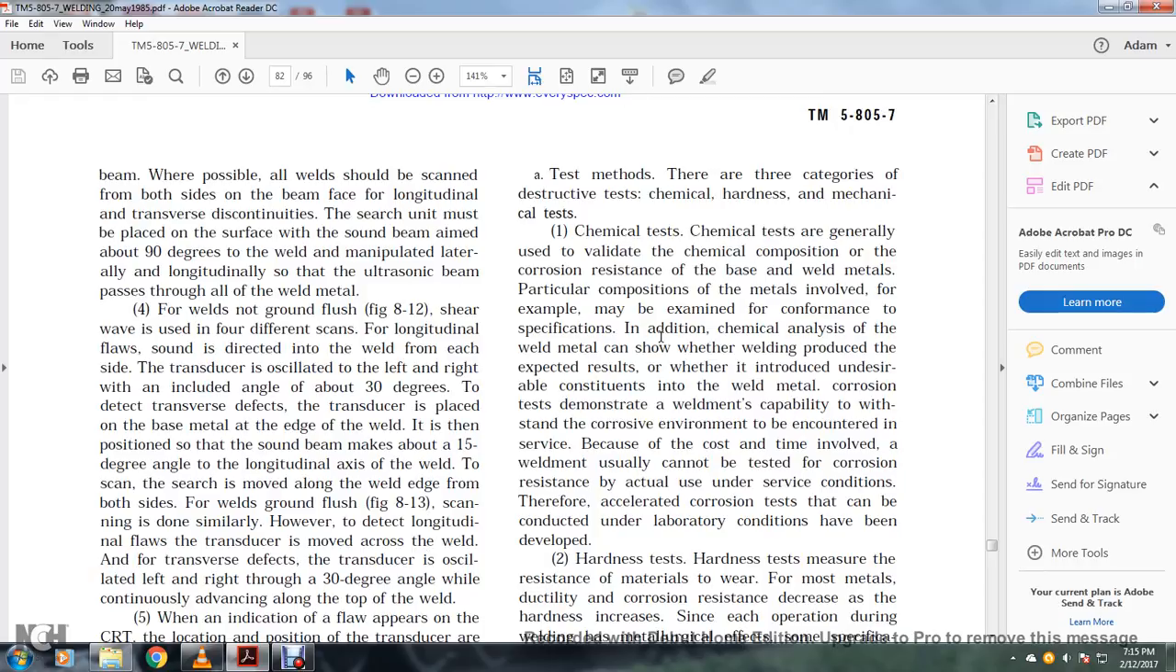For example, examining conformity to the specification, in addition to the chemical analysis of the welded metal, can show whether the welding produced the expected result, and whether it introduced undesirable constituents into the base metal or the welded metal. Corrosion tests demonstrate the weldment's capability to withstand the corrosive environment encountered on the surface. Because of the cost and time involved, the weldment usually cannot be tested for corrosion resistance by actual use under service conditions. Therefore, accelerated corrosion tests that can be conducted under laboratory conditions have been developed.